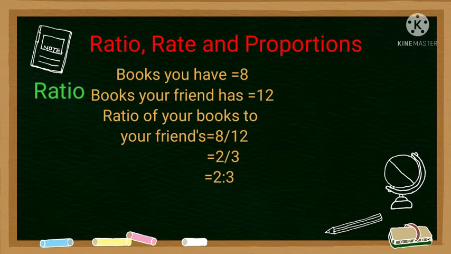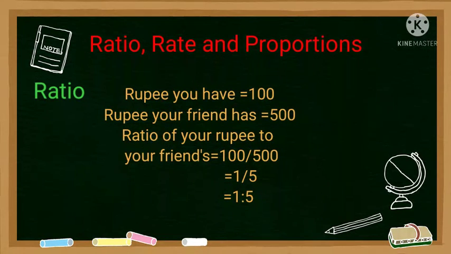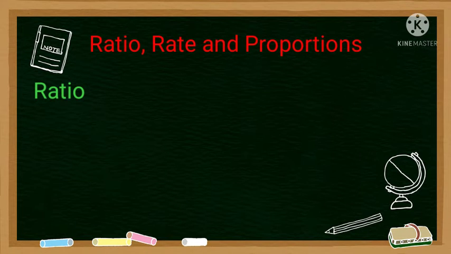Taking another example, let's say you have 100 rupees and your friend has 500 rupees. Then the ratio of your rupees to that of your friend is 100 over 500, that is 1 is to 5. That is, for every 1 rupee you have, your friend has a total of 5 rupees. It's called the ratio and is used to compare two quantities.